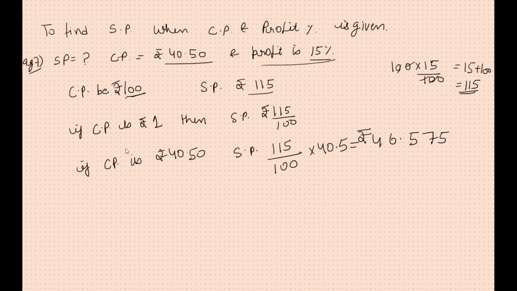What we did here, children? Let the cost price be 100, then selling price would be 115. Okay. If cost price is 1, then 115 upon 100. And if cost price is 40.50, so 115 upon 100 into 40.5. Okay.